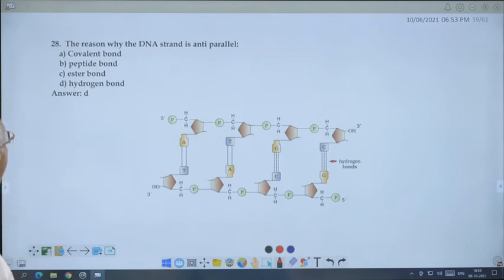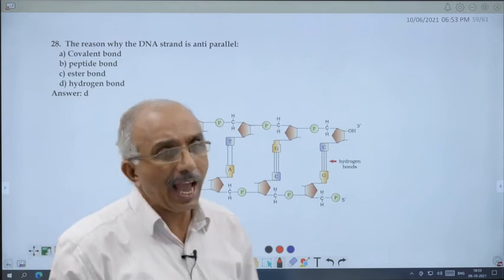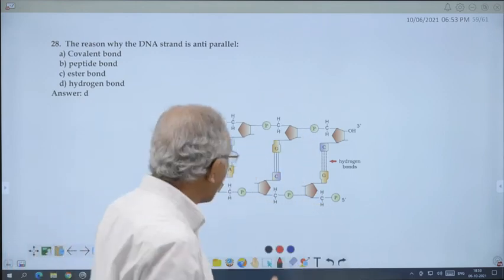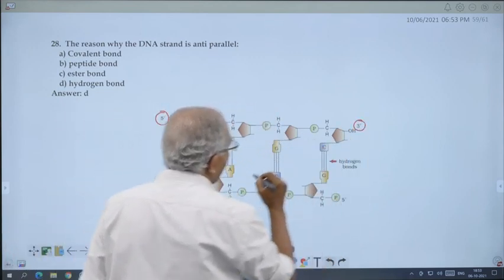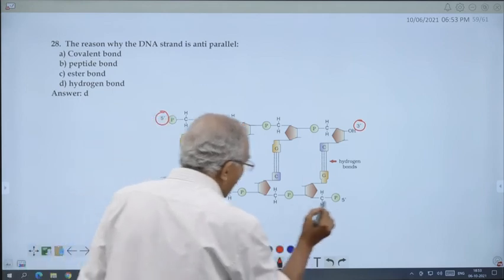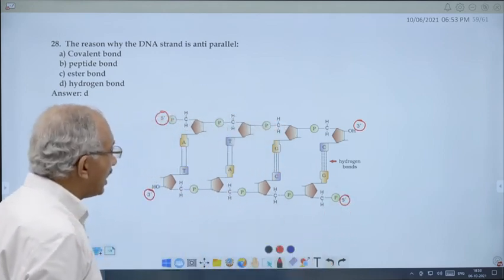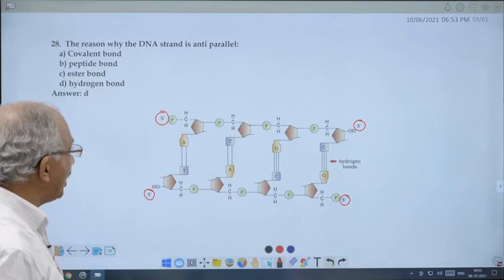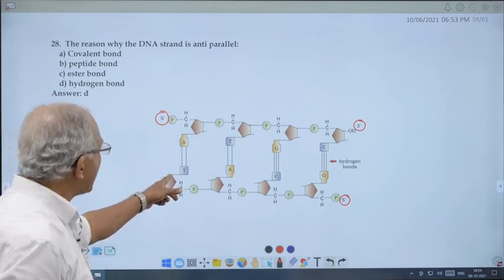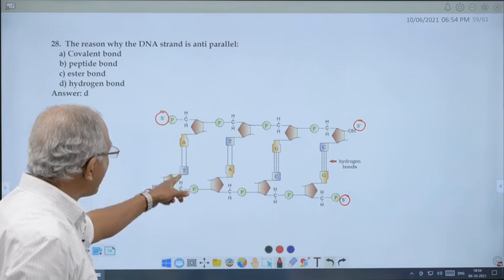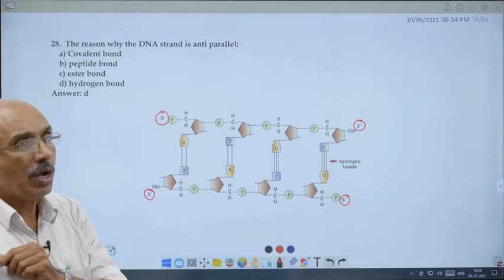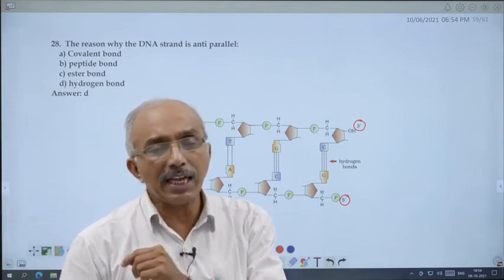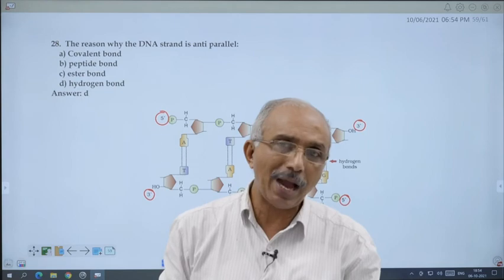Question 28. The reason why the DNA strand is anti-parallel. What is anti-parallel? If one strand is 5 prime to 3 prime, the other strand is 3 prime to 5 prime. This anti-parallel nature is due to the hydrogen bonding between the nitrogen bases.